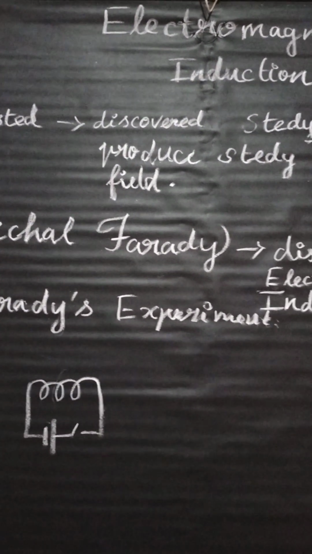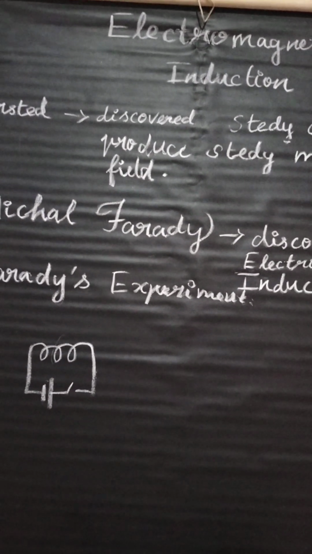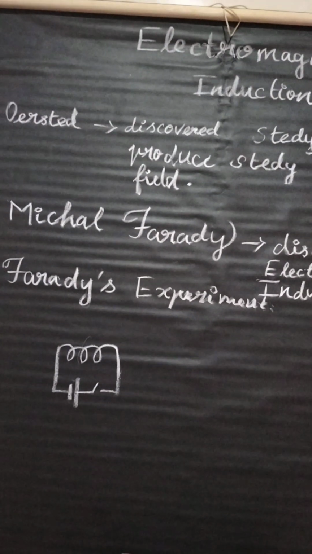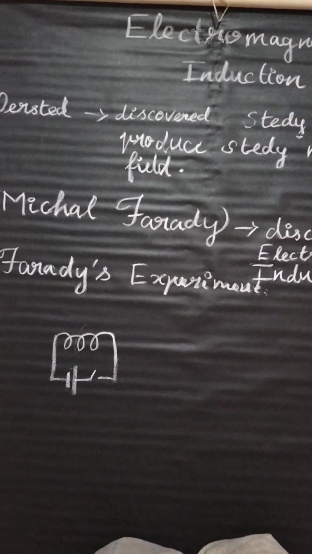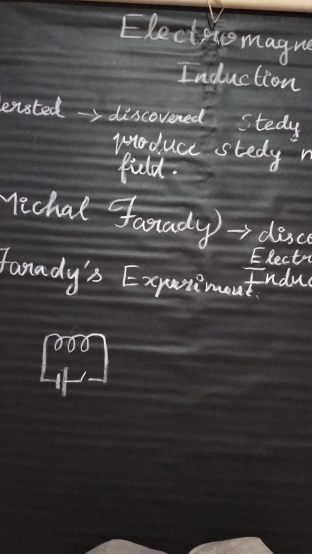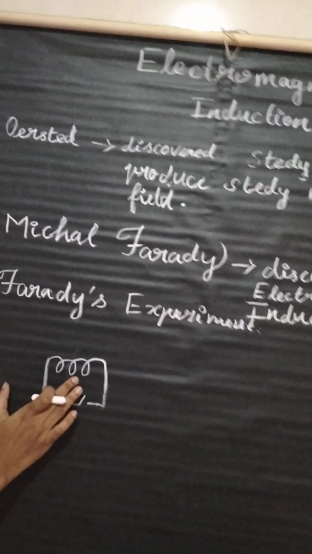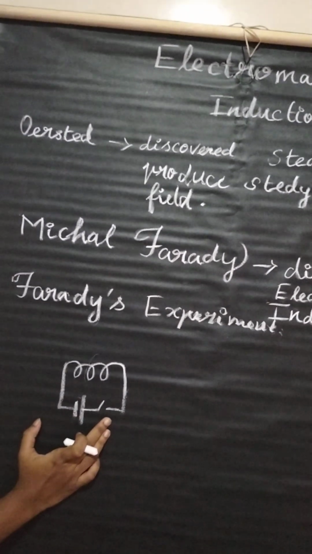Many physicists used this experiment with a converse effect. One of the physicists was Michael Faraday. Faraday discovered electromagnetic induction. He used an experiment with a solenoid which was connected with a battery and with a key.